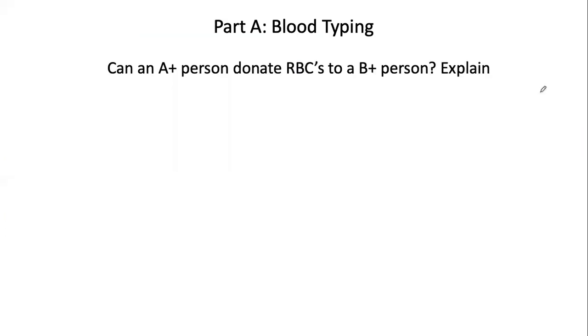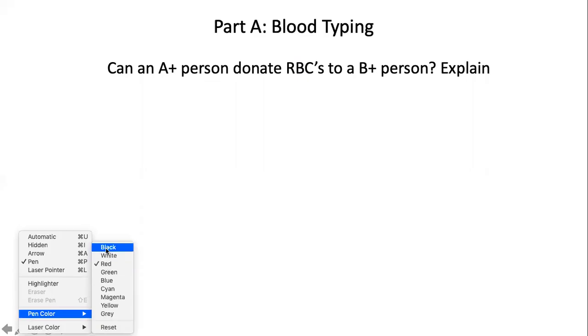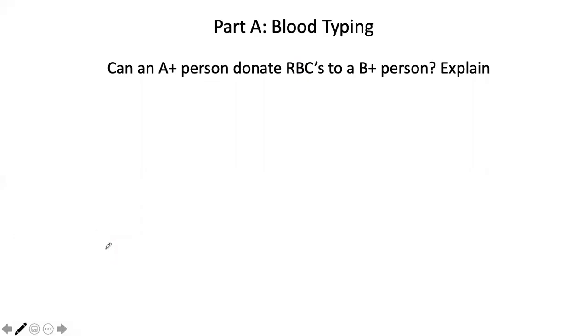That's a really good way to do it. Okay, so can you critically think about this knowledge? Can an A positive person donate red blood cells to a B positive person? I want you to draw it out and explain. Really important. Okay, so how do we figure this out? And you can make up more of these. I just have 2 of them that I'll go through with you. So go ahead and pause this, work it out, and see if you come up with the right answer.